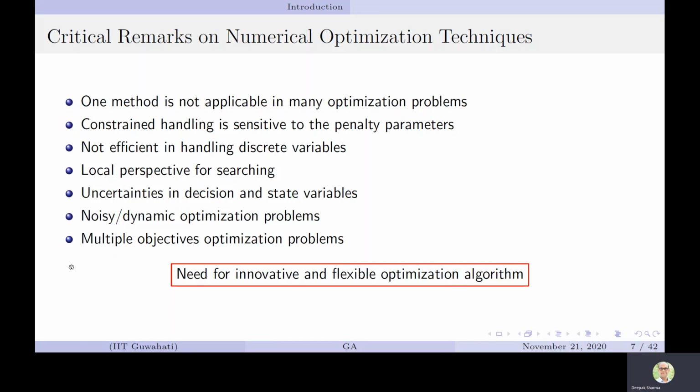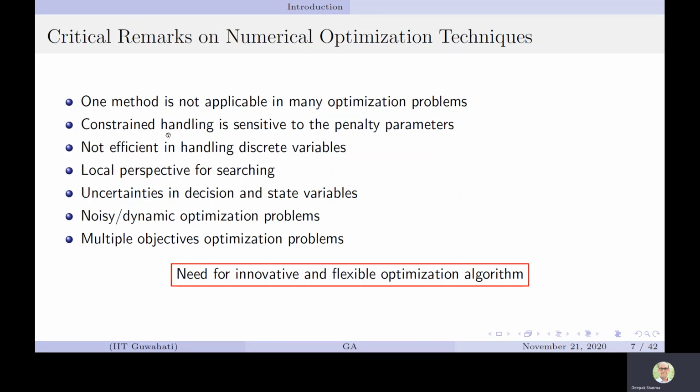As of now, except for simulated annealing, all the methods are considered numerical optimization methods. In those methods, there are certain remarks. For example, one method is not applicable to many optimization problems, whether it is a single variable case, or some methods are good for, say, quadratic problems, but they cannot be applied to other problems. And what we generally do there is approximate the problem and then try to solve it, as we have understood in the case of sequential quadratic programming.